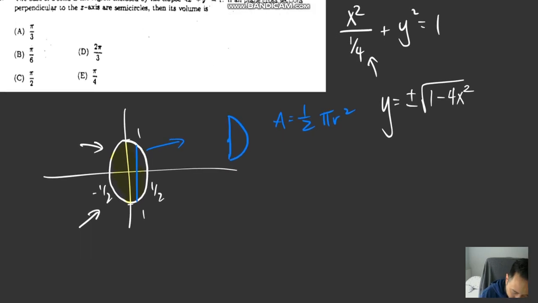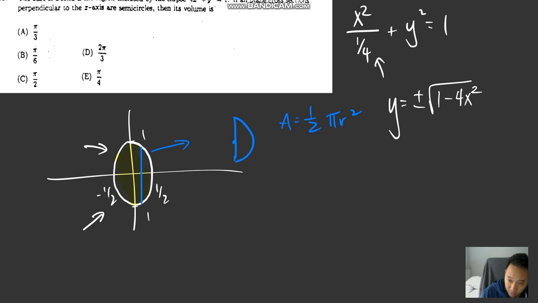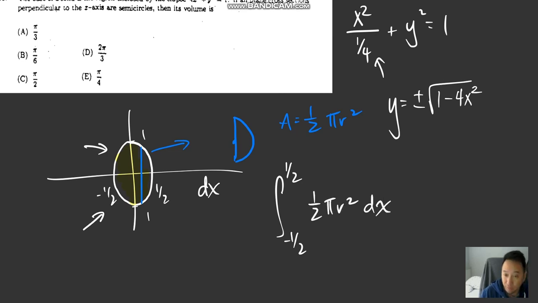Let me write this as a definite integral first. If I'm cutting perpendicular to the x-axis, this is going to be a dx problem. So I have the integral from my left bound to my right bound. My lower limit is negative 1/2 and my upper limit is 1/2. Then we integrate the area of a semicircle, which is 1/2 pi r squared, and remember, this is a dx problem.